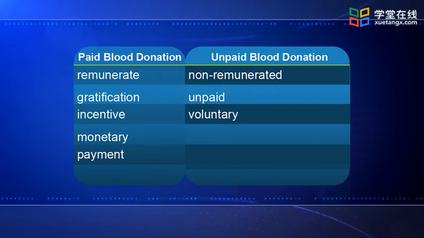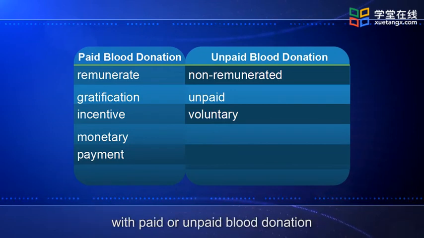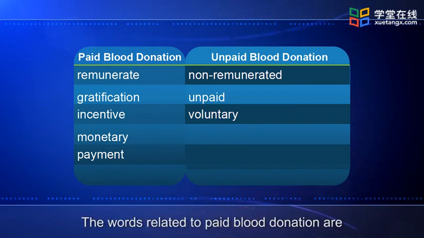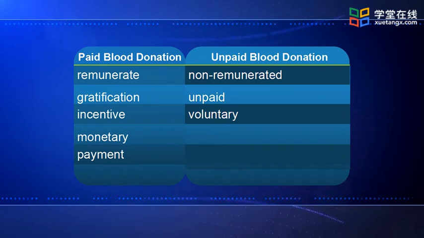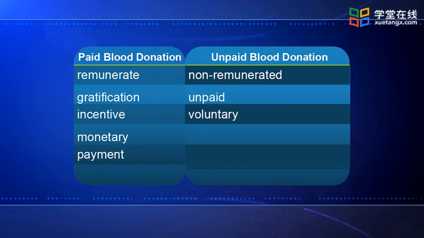In this part, you will see many words that have similar meanings to paid or unpaid blood donation. Let's look at the chart. The words related to paid blood donations are remunerate, gratification, incentive, monetary, payment. And the words related to unpaid blood donations are unremunerated, unpaid, and voluntary.